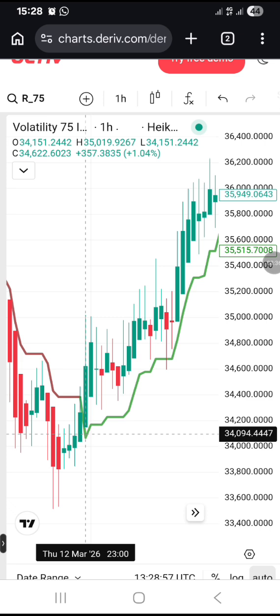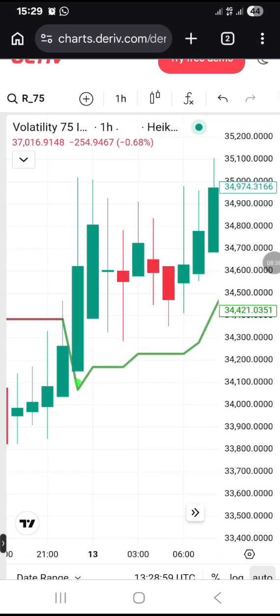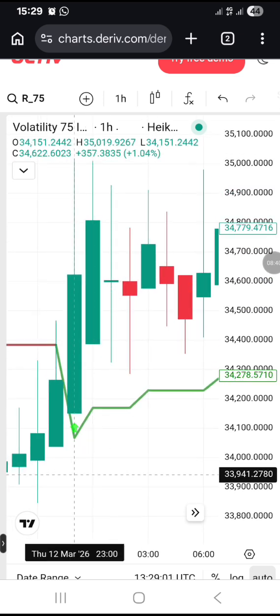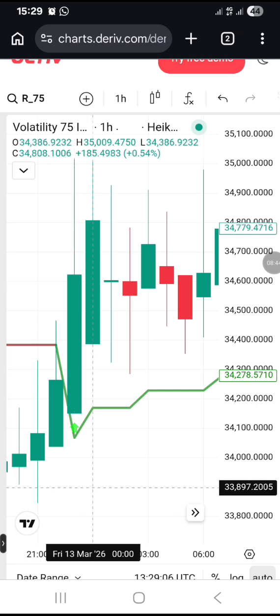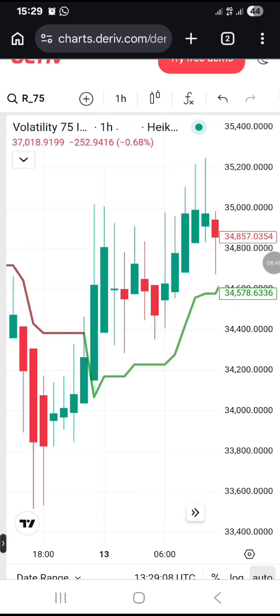And then here it goes. We have that nice arrow I was telling you about. Let us zoom in. Here it is. You have that nice arrow which signalizes a buy. So I'm going to enter a buy on the second candlestick.